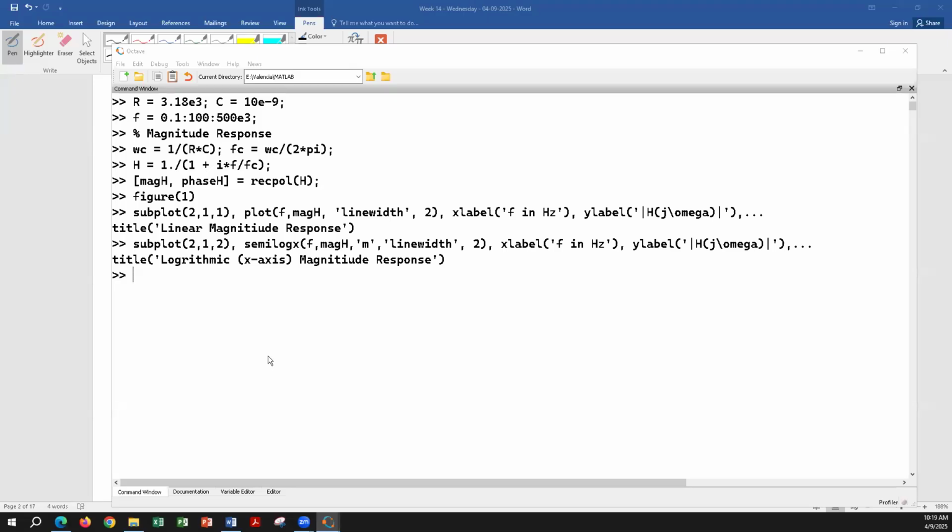Which line are you talking about? That's my function. If you don't have the function, then just use absolute and angle. Just use ABS of H for magnitude and angle of H for the phase. Use ABS of H and assign it to magnitude, and angle parentheses H, assign it to phase. The angle, remember, is in radians, so multiply that by 180 divided by pi to convert that into degrees.